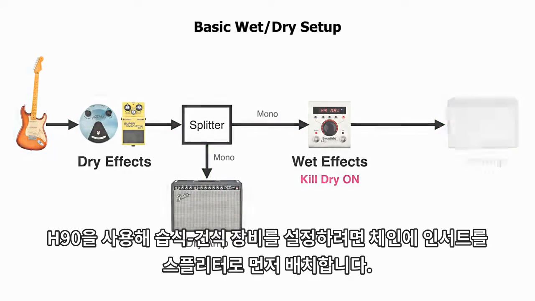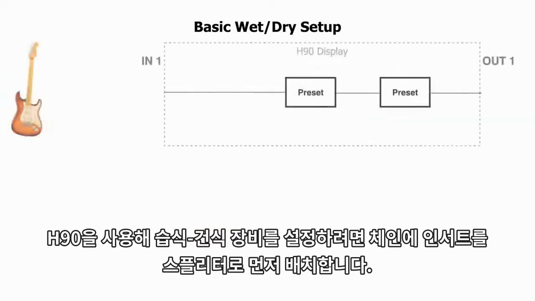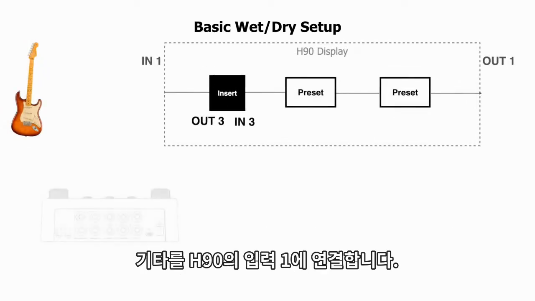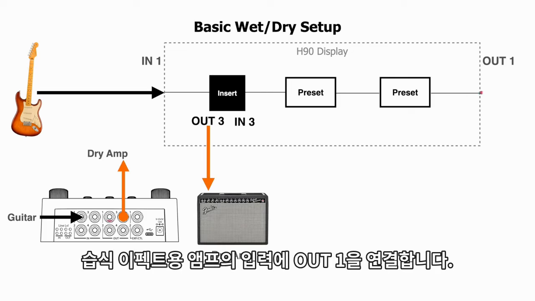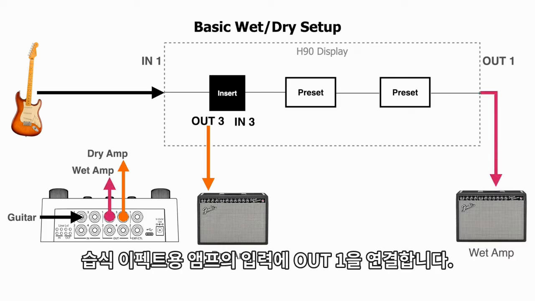To set up a wet-dry rig using the H90, we'll place an insert first in the chain as our splitter. Connect the guitar to input 1 of the H90. Connect out 3 to the dry amp input. Connect out 1 to the input of the amp for wet effects.